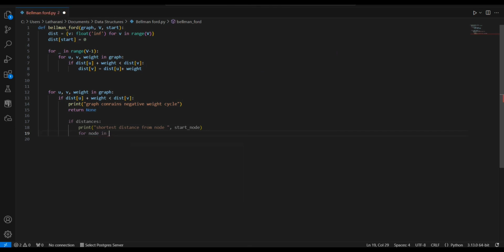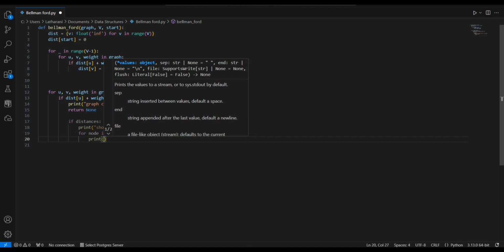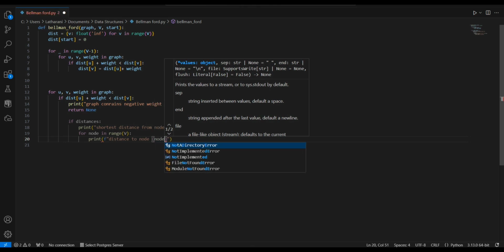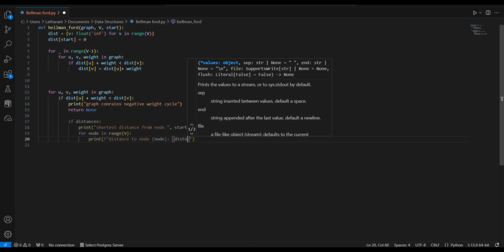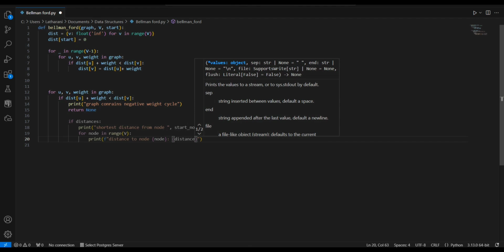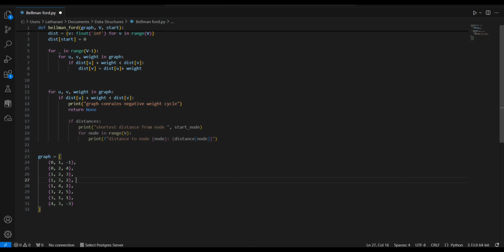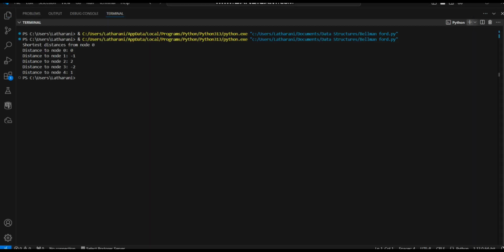Next we need to write the graph. The graph is equal to a curly bracket. This is the way: 0 comma 1 comma minus 1, and 0 comma 2 comma 4, and 1 comma 2 comma 3, 1 comma 3 comma 2, 1 comma 4 comma 2, and 3 comma 2 comma 5, 3 comma 1 comma 1, 4 comma 3 comma minus 3. The first one is u, v, w. U is the starting node, v is the ending node, and w is the weight. This is the graph I need to take.